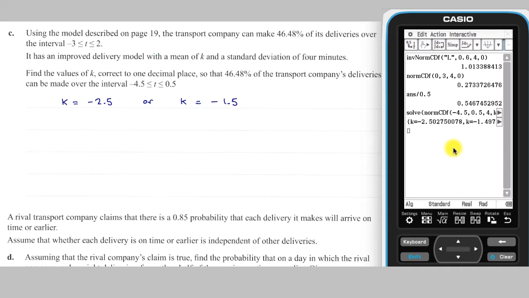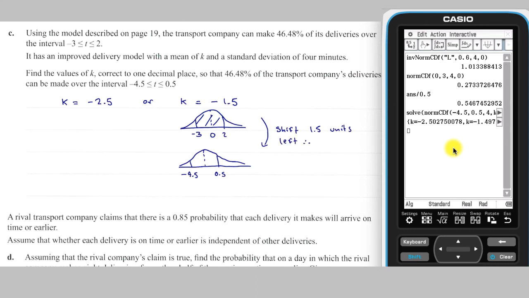If we notice that the interval of t between -3 and 2 has been shifted back to -4.5 to 0.5, then the reasoning behind k equals -1.5 is a horizontal translation of the curve by 1.5 units to the left. But what about the solution k equals -2.5?